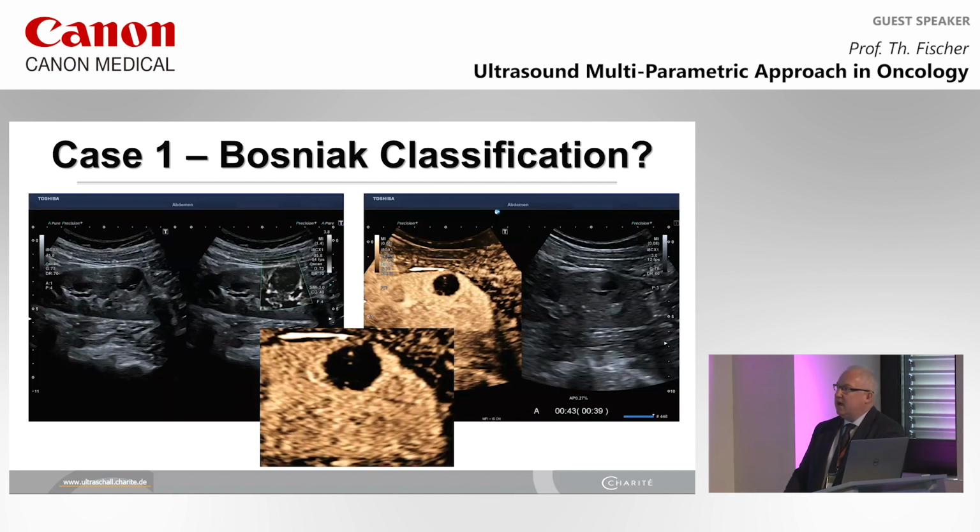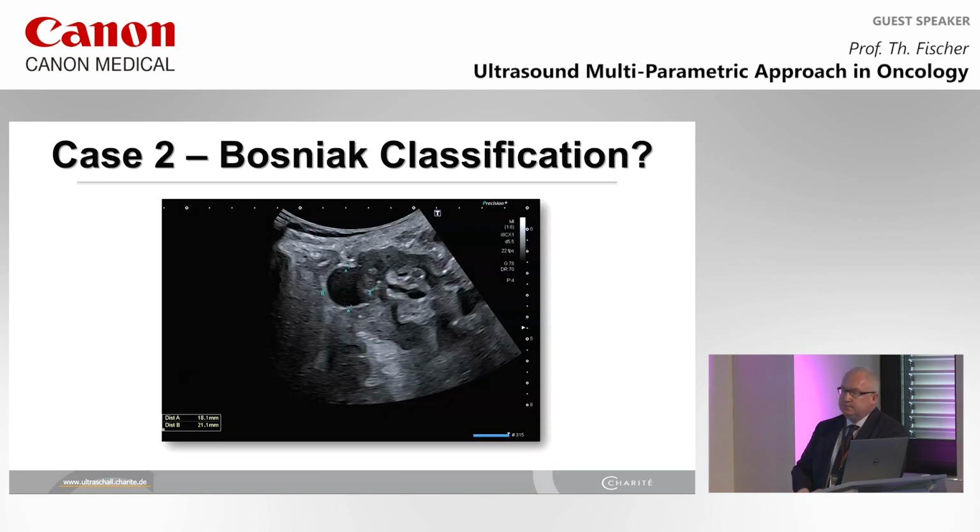Next case. Oh, I have to go back too fast. This was 2F classified. We staged this patient over the last 3 years without any changes. So if you can say 2F, I think this was the right decision. Case 2. What should we do next? Or should we do nothing?